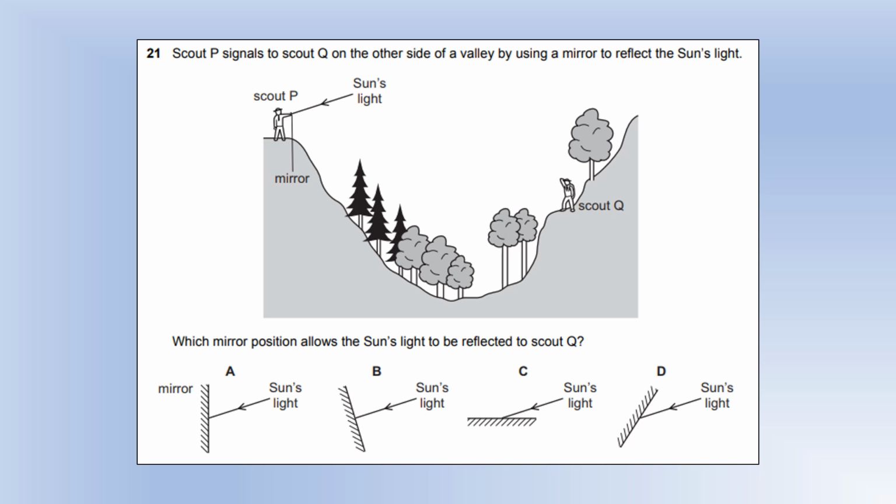Scout P signals to Scout Q on the other side of the valley by using a mirror to reflect the sun's light. Which mirror position would allow this? It's going to be option A, because we need the ray to end up going downwards to the right, and the only one that would really deliver that is option A.